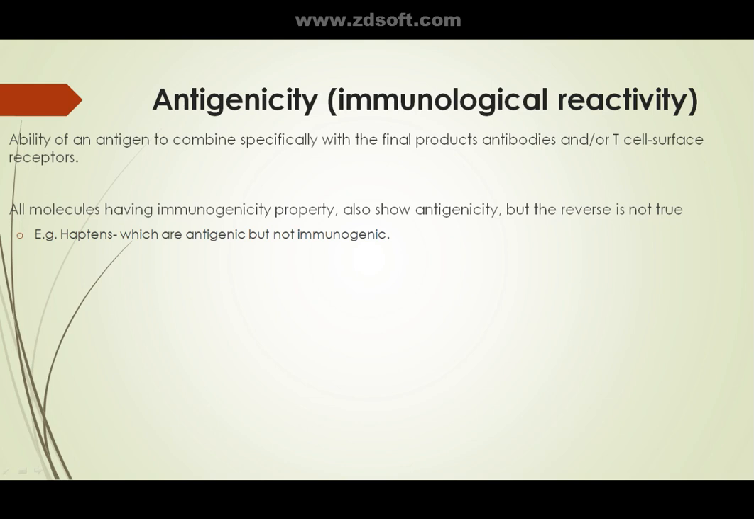The ability of an antigen to combine specifically with the final products of the humoral or the T cell mediated immunity is called antigenicity. All molecules having the immunogenicity property also show antigenicity, but the reverse is not true. Why? Because we saw haptens which are antigenic but not immunogenic, that is, they cannot evoke an immune response. The example we gave was penicillin.